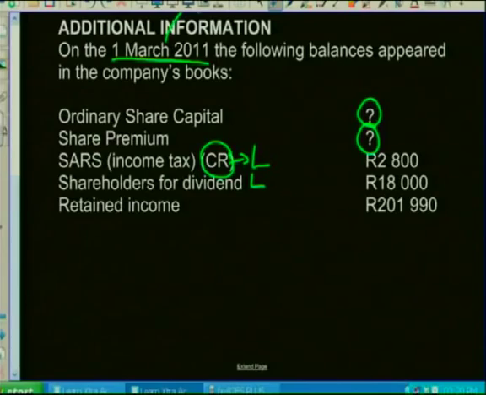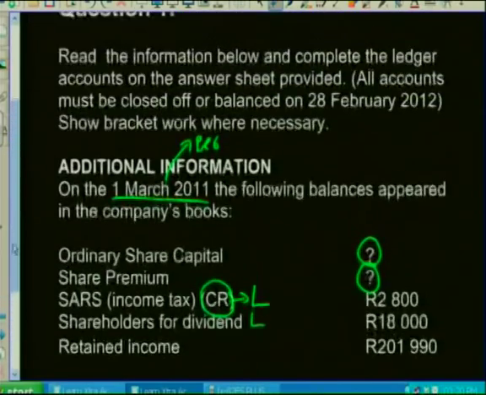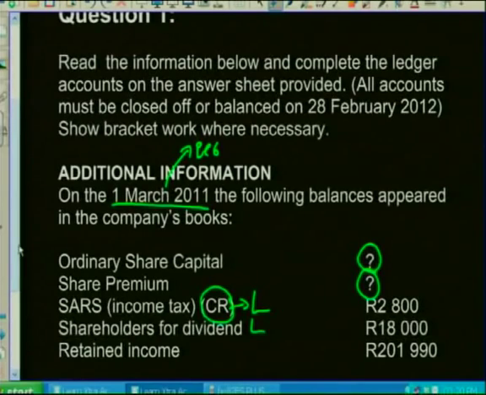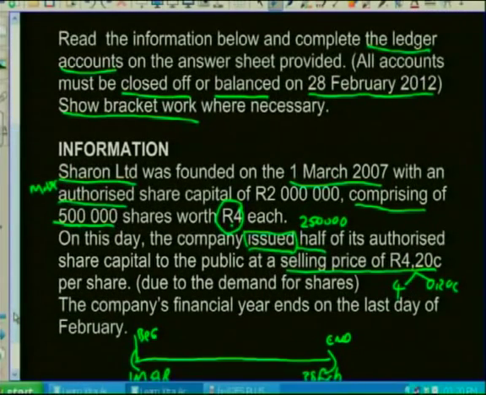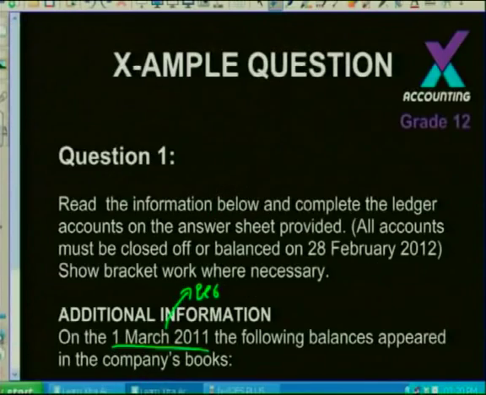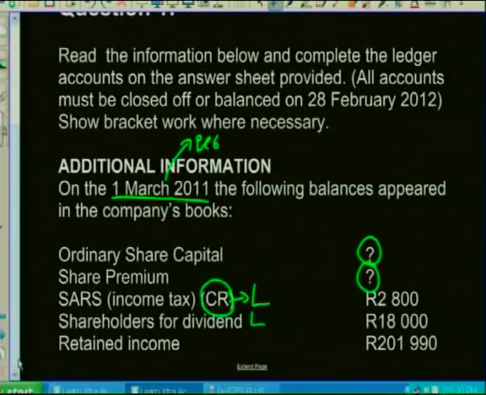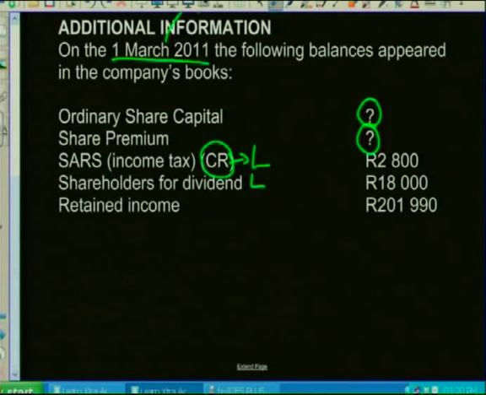Right, so my ordinary share capital, let's go back to that information at the beginning of the question. You've got 1st of March 2007, company was founded. On this day, the company issued half of its authorized share capital, which means the company issued 250,000 shares at 4 Rand 20. I just want to put that info at the bottom here. So let's just record that. So we've got 250,000 shares, which were issued at a selling price of 4 Rand 20.